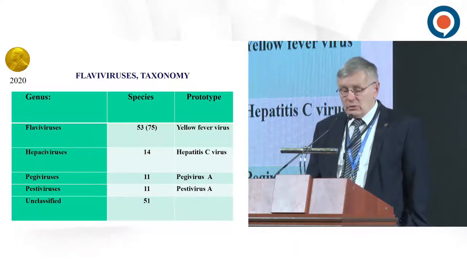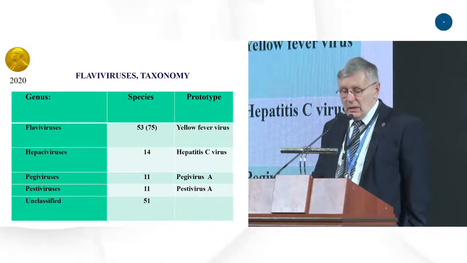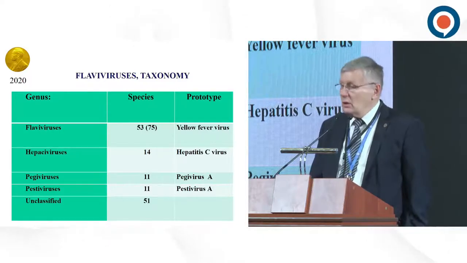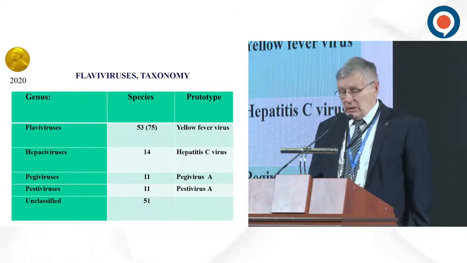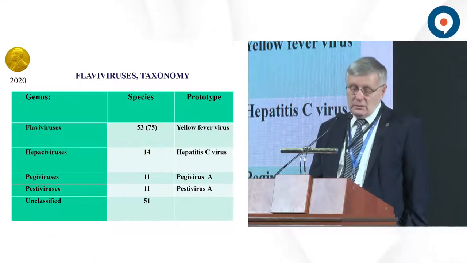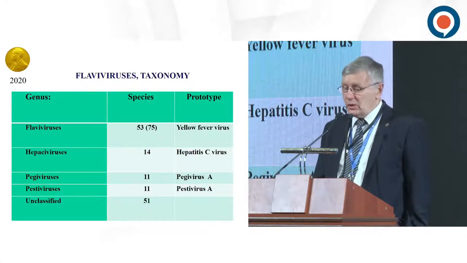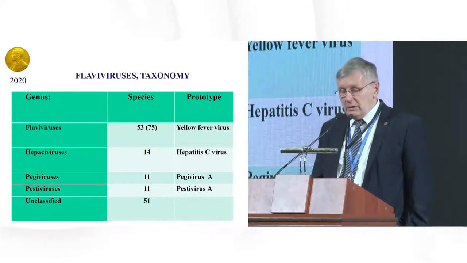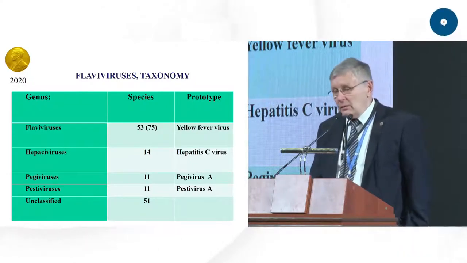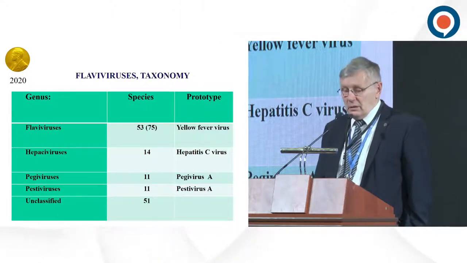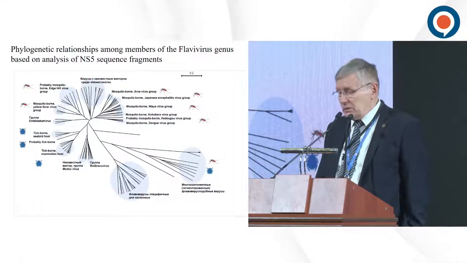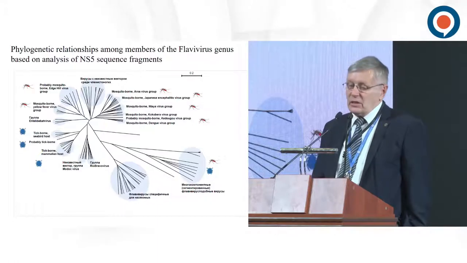What else is interesting here? Please put your attention that almost a third of viruses today, 51 viruses, are in the last row, unclassified viruses. I will speak about unclassified viruses a bit later, but all these viruses were discovered in recent times. Their roles in the pathology of human beings, animals, mammals, and other species are not known right now. Flaviviruses, as a genus, include 53 species, 75 representatives, and I will speak about this more or less.